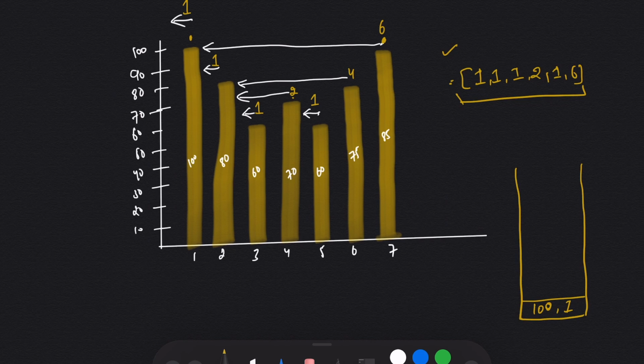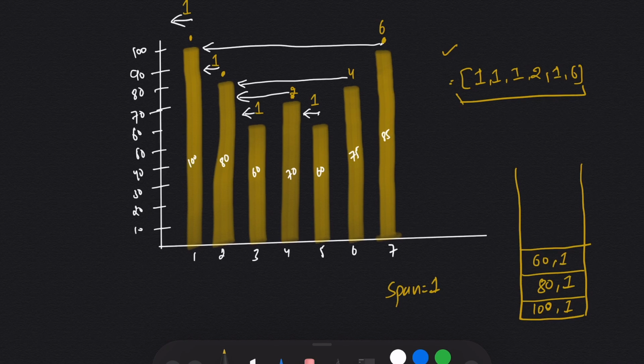Then I will come to 80. I will check whether the previous day price is lesser than today's price or not. No, it is not. Then again I am going to insert 80 with span equal to 1. Then I will come to 60 and check whether the previous day price is less than 60 or not. No, it is not. Then again I will insert 60 with span value equal to 1.